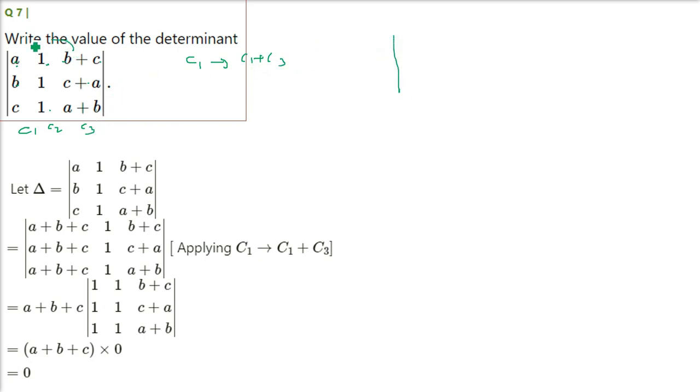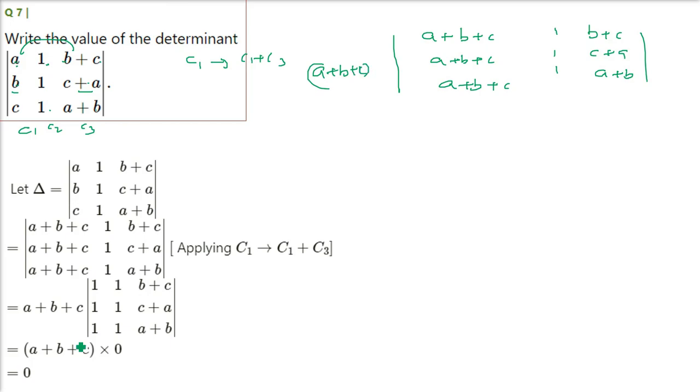We're just adding column 1 and column 3. So the first will be A plus B plus C, and then the third one is C plus A plus B, A plus B plus C it will be. Now we have 1 1 1, and here we have B plus C, C plus A and A plus B. Now we can take A plus B plus C common from the first column. When we take this common, you will get 1 here, 1 here and 1 here.